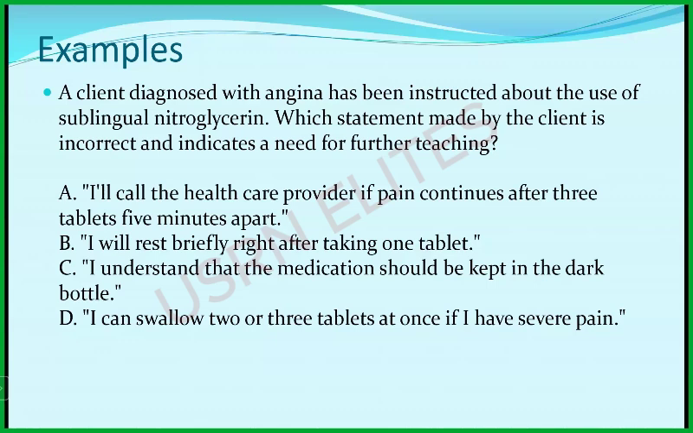So like I was telling you before, this question, for instance, is in two parts. The first one is the preamble. It gives you an idea of what the question is. Then the question itself is asked in the second statement: which statement made by the client is incorrect or indicates a need for further teaching? Who can try? And I'll need a rationale.